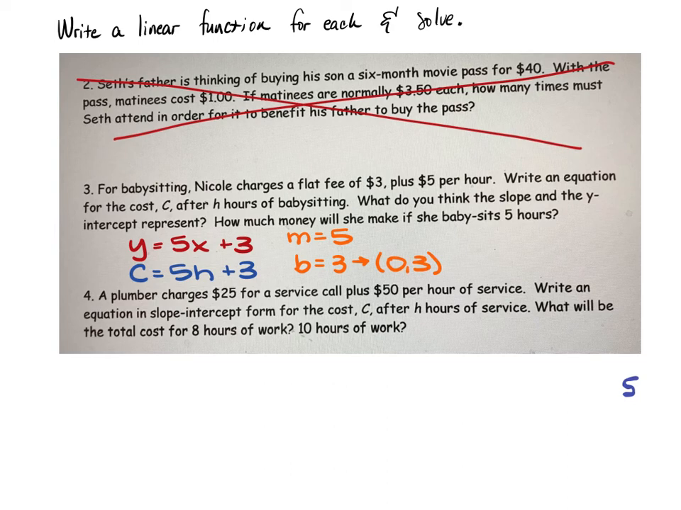It asks us how much money she will make if she babysits for 5 hours. So if we plug in that 5 for h, we're going to have c is equal to 5 times 5 plus 3. The 5 times 5 is 25, so c is equal to 25 plus 3 gives us a total of $28.